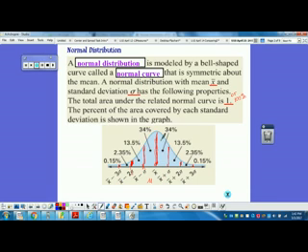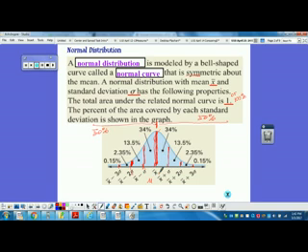What this is saying is that the mean and the median would be the same, since this is symmetric. So from the mean and below, 50% of the data must be. From the mean and above, 50% of the data must be. And 100% of the data has to be under the curve completely.